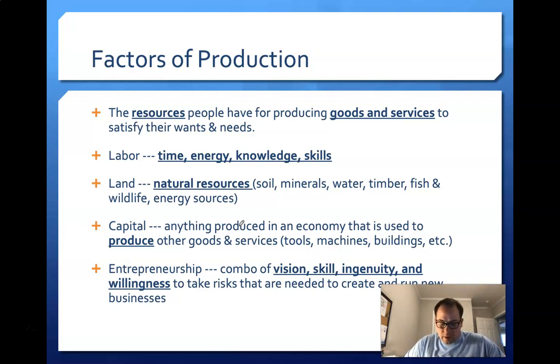Capital is anything produced in an economy that is used to produce other goods and services. So tools, machines, buildings, all of that stuff, anything that you could sell and make money on. A factory is considered capital. Any of the machines inside it, the buildings, the tools, anything like that that has a dollar value on it and is used to produce something is considered capital.